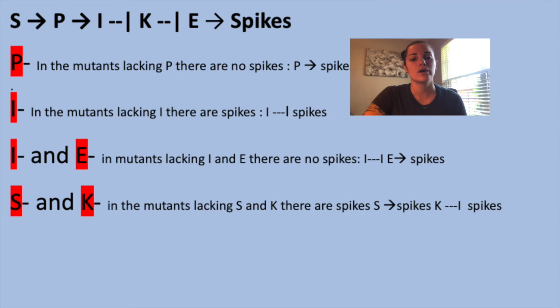Meaning that we knew lacking I gives you spikes, and lacking E shows us the representation of E with an arrow, meaning that lacking E means it doesn't give spikes.